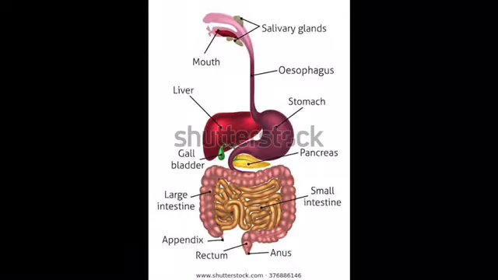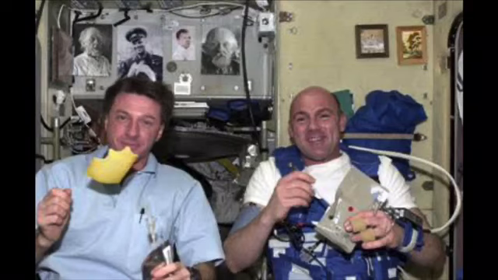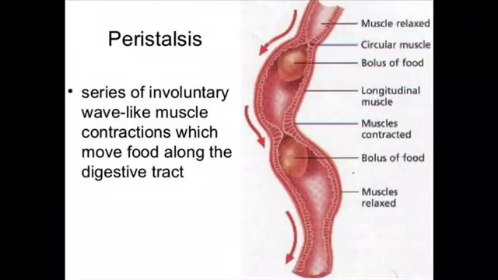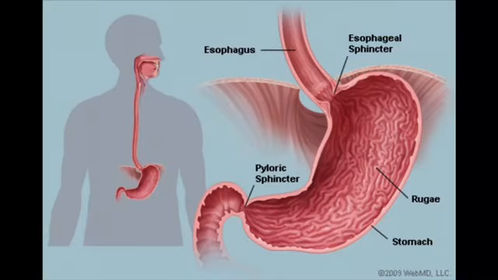As I said already, there is a wave-like movement which occurs throughout the alimentary canal, which pushes the food forward. This is the reason even astronauts do not have much problem in swallowing food, because of the peristaltic movement, or peristalsis. This wave-like movement is an involuntary movement, not under your control. It helps the passage of food through the food pipe. Through the food pipe, it reaches a muscular bag-like structure called the stomach.